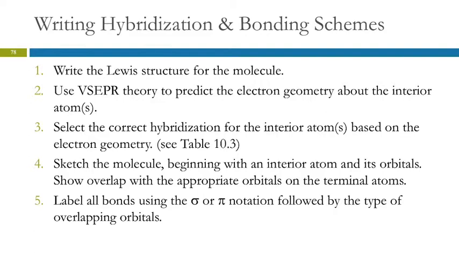Because. Okay, so here's a set of instructions for those of you who like this sort of thing. Write the Lewis structure. Use VSEPR theory to look at the number of electron groups. The number of electron groups is what's going to tell you the hybridization scheme. Then we're going to sketch the molecule, beginning with the interior atom and its orbitals. Then we're going to show the overlap with the terminal atoms. We're going to label all of the bonds, sigma and pi, followed by the types of the orbitals.